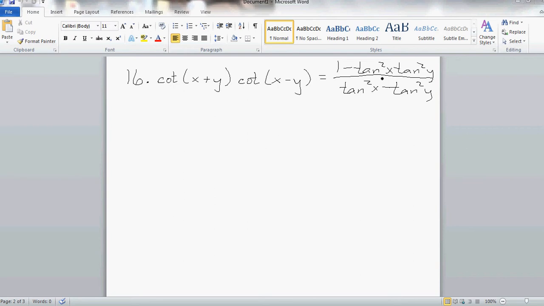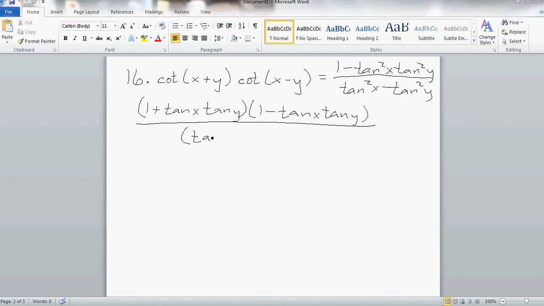Now, it would seem that's what we need it to equal. And it certainly would seem that we would probably want to try the right-hand side and try and factor that, because this seems a whole lot more crazy than this. So let's see what we've got. If we factor the numerator here, this becomes 1 plus tangent x tangent y times 1 minus tangent x tangent y, all over tangent x plus tangent y times tangent x minus tangent y.